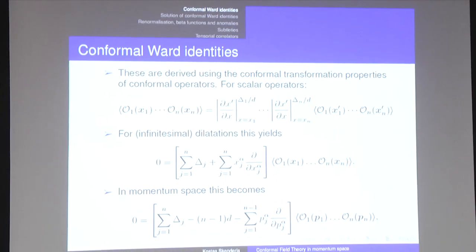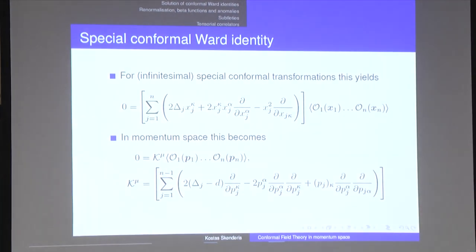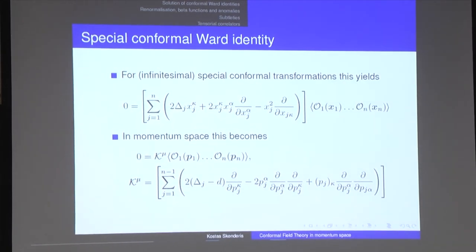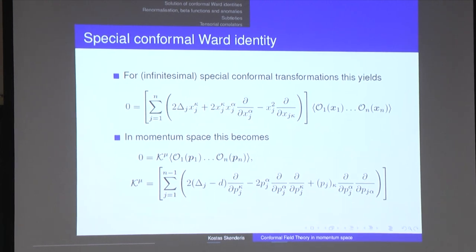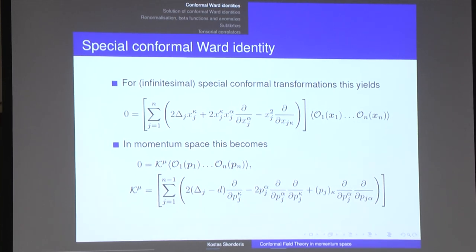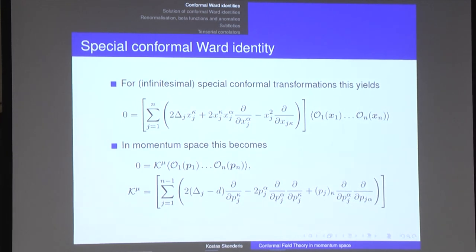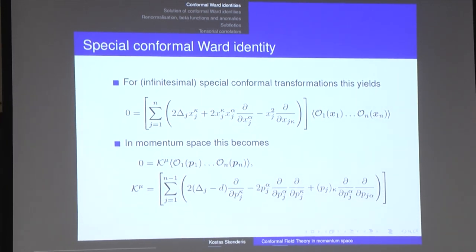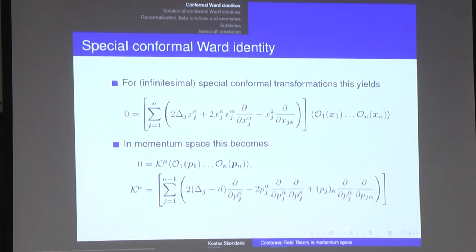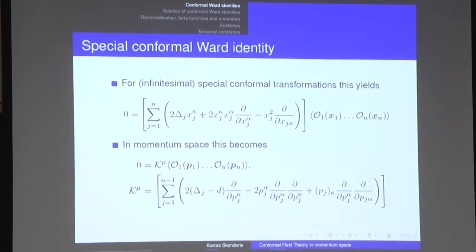Okay, so when we now move to special conformal transformations, the top line is the equations satisfied in position space. You can see these are partial differential equations, and you can also see they're nonlinear. In position space, they are only first order in derivatives. When you go to momentum space, this equation here becomes the one down there. And again, you can see this acts on this double bracket object.